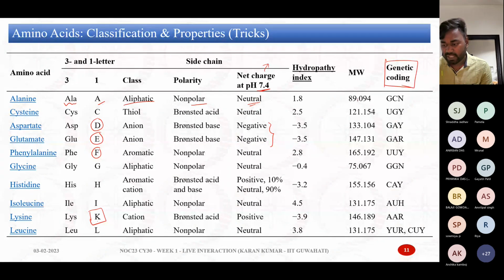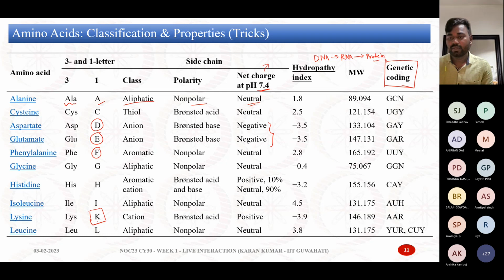Why have I given you this genetic coding column? Because these amino acids are the building blocks of proteins, right? And how are these proteins formed? You must have gone through it in the first lecture itself. Ma'am has discussed the central dogma of the biological system. What does the central dogma tell you? The central dogma tells you DNA to RNA and then RNA to protein.